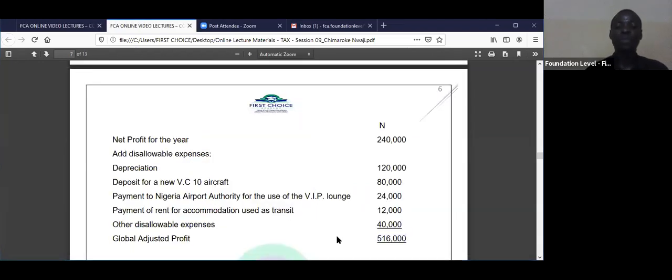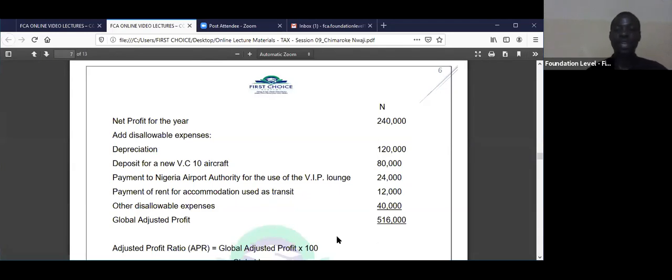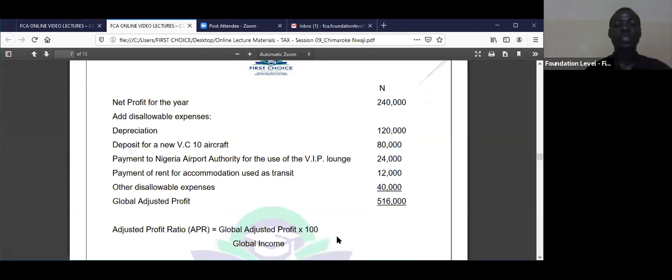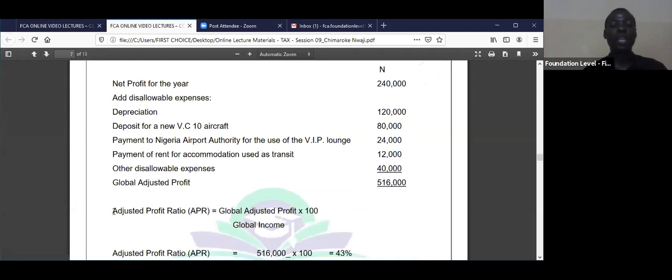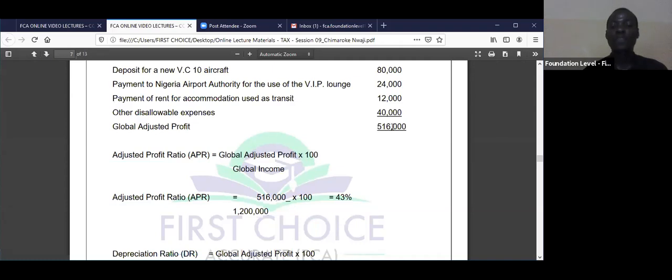Now the next thing to do is to look for your ratios. So first of all, look at the steps. Get your global adjusted profit first. Then you note your global income. There is no way you can get your global adjusted profit without knowing your global income. So know your global income, get your global adjusted profit, then start doing your adjusted profit ratio. This is the formula: global adjusted profit multiplied by 100, divided by global income. So the adjusted profit, which is 516, all over your 1,200,000 worldwide income, multiplied by 100. You are getting 43%. What it means is that this 516 is 43% of your income. So that means your allowable expenses happen to be about 57%.